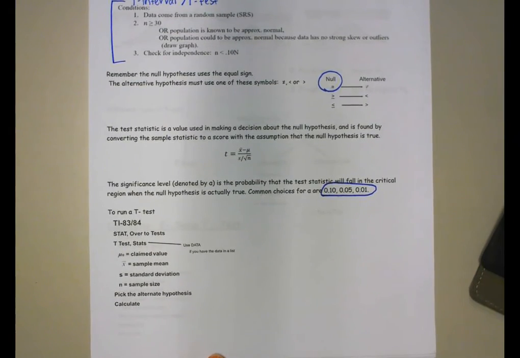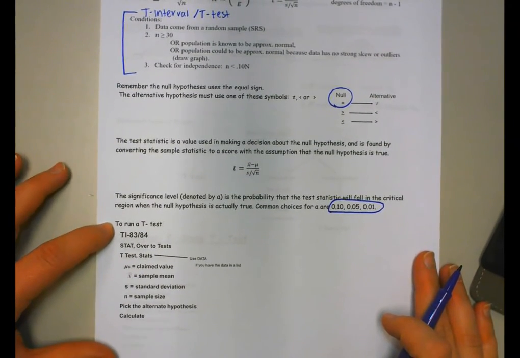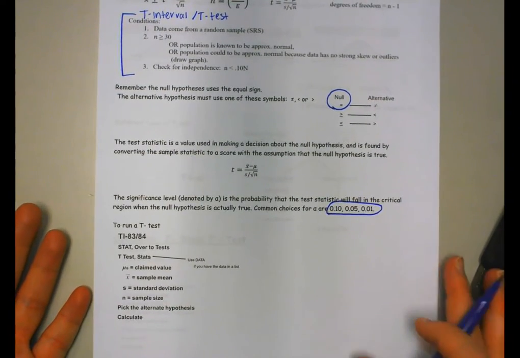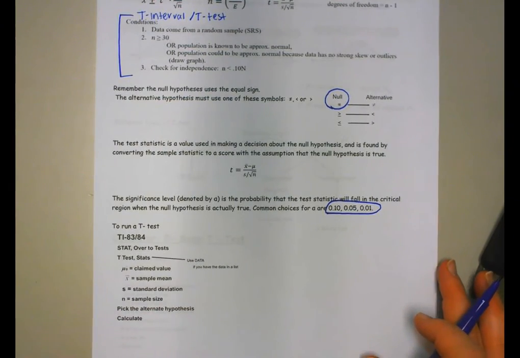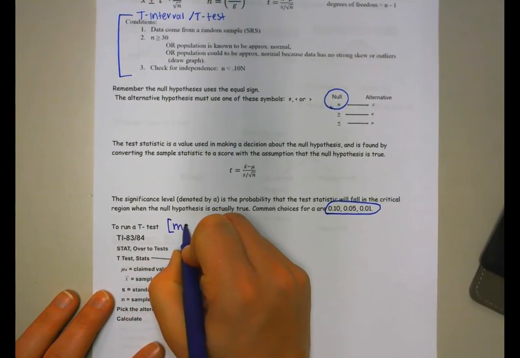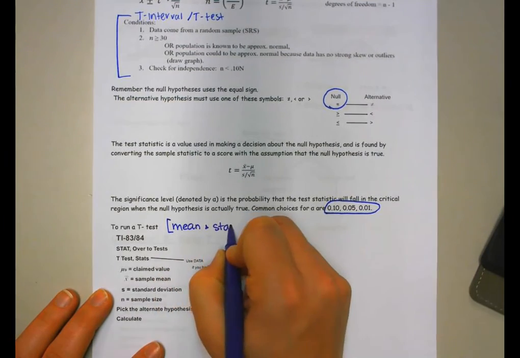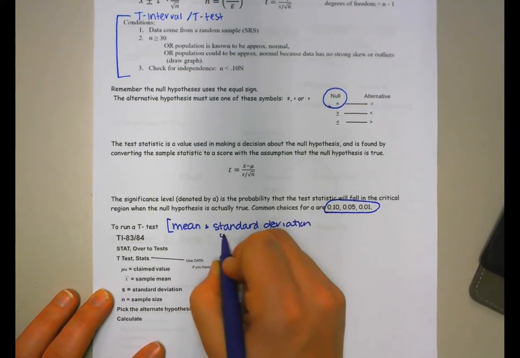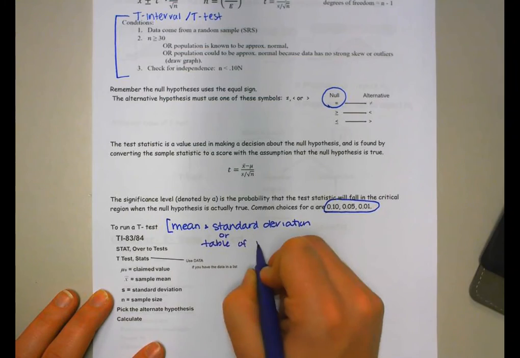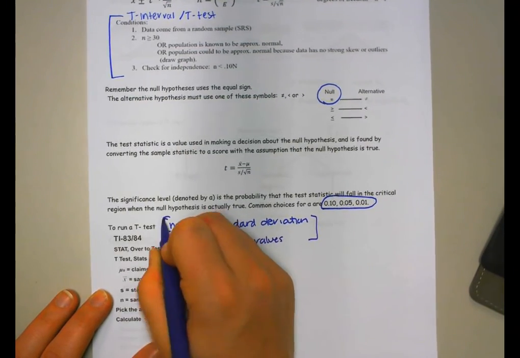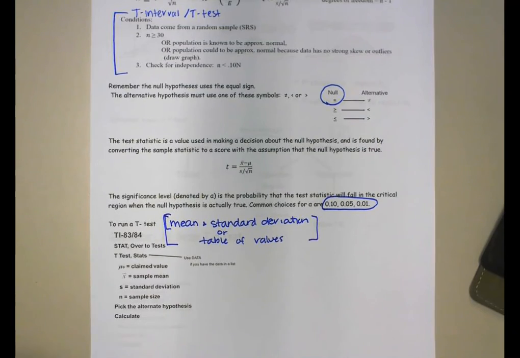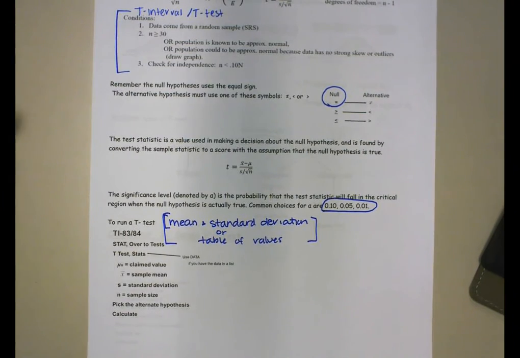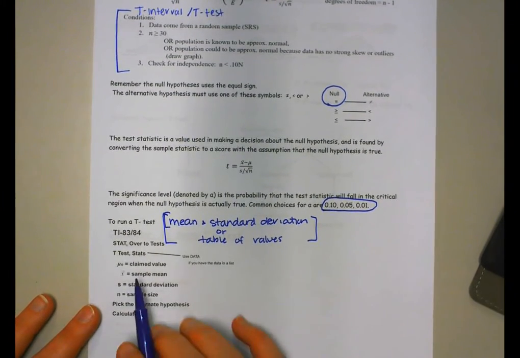So to run it on our calculator, if we're running a t-test, and again, the idea of running a t-test is very similar to when we ran our t-intervals. This is when we're given a mean and a standard deviation, right? We're going to run our t-test with a mean and standard deviation, or a table of values. Remember, we can find that information from a table of values as well. So when we're given this, we can run a t-test. We hit stat, go over to test, and then we pick the t-test, which I believe is number 2.